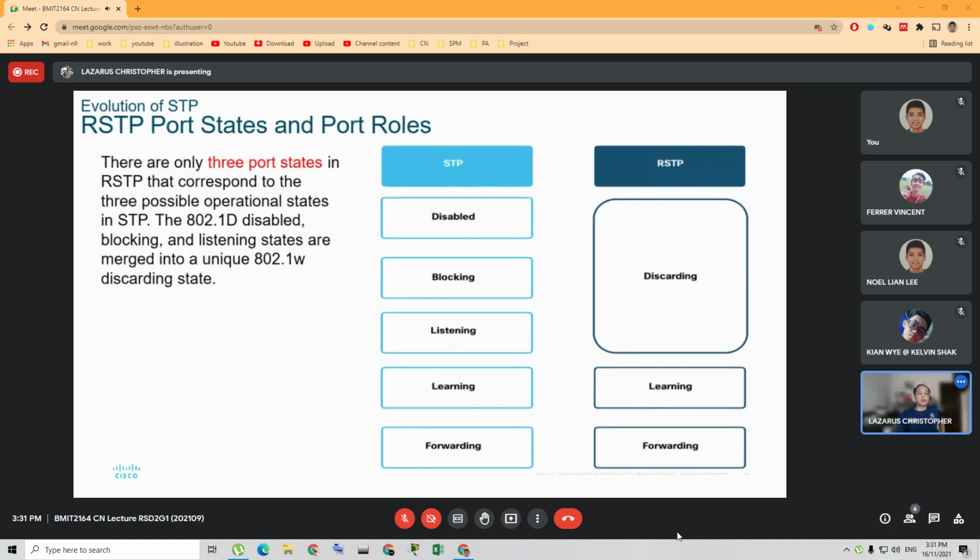Now we're going to look at the RSTP port states and port roles. There are three port states in RSTP compared to STP. With the IEEE standard, the disable, blocking, and listening states are merged into something called the discarding state. So compared to the original STP, the disable, blocking, and listening we learned about earlier are combined, their functionalities combined to form a new state called discarding.